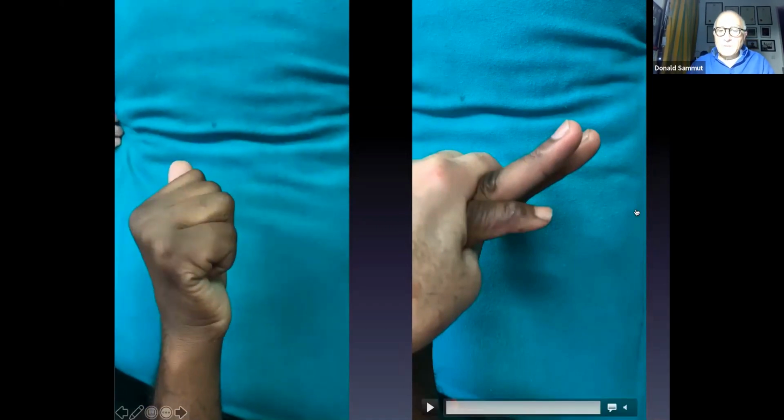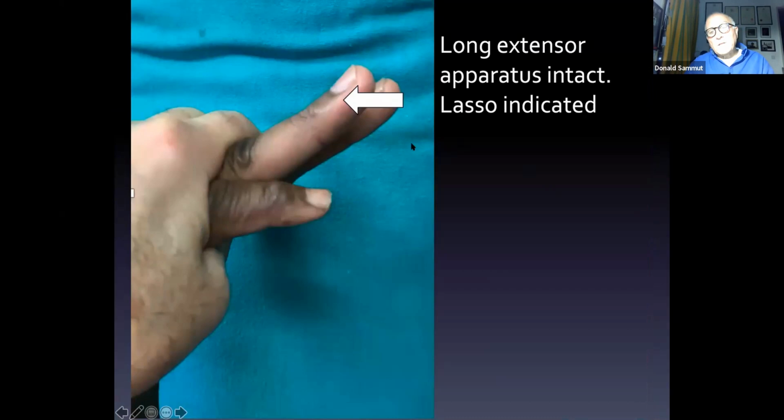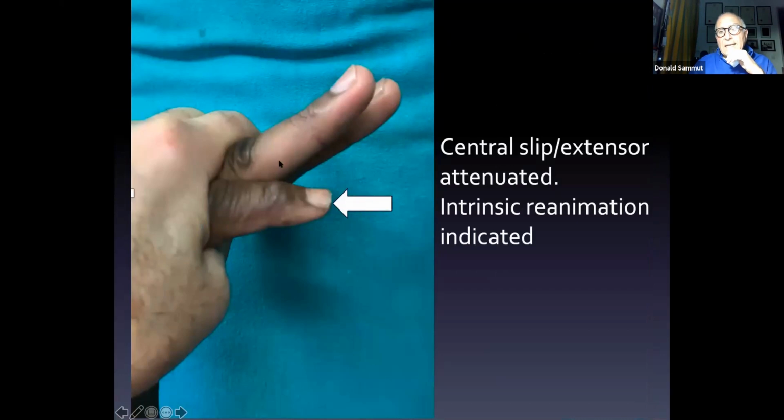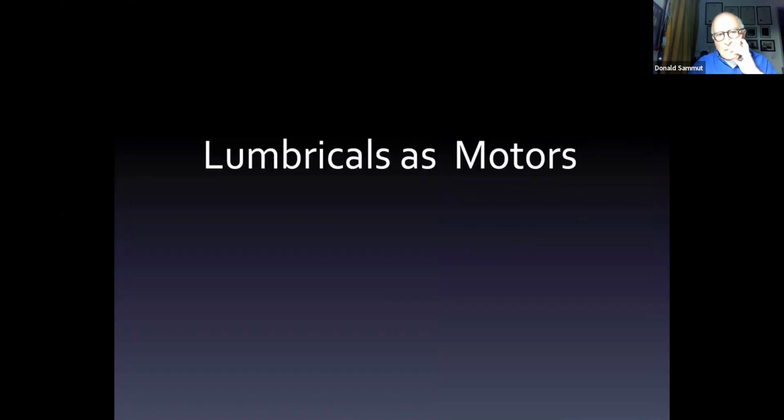Okay, let's move on. Those two digits have got a long extensor apparatus intact, and, as we'll see next week, the lasso operation is indicated, while in this case, the central slip and extensor are attenuated, and you need to think a bit further and restore active extension to that PIP joint, as well as stabilizing the MP joint. All this will be dealt with next week. So let's consider the lumbricals now as motors.